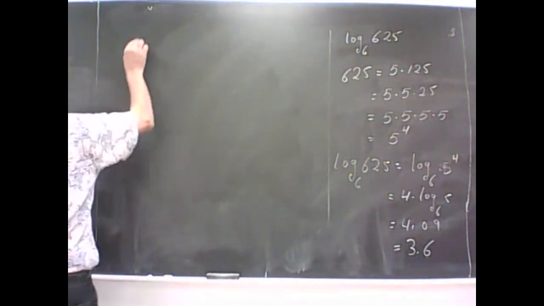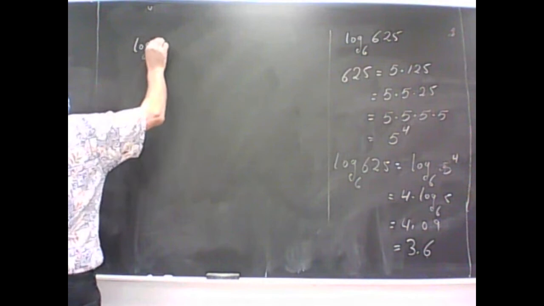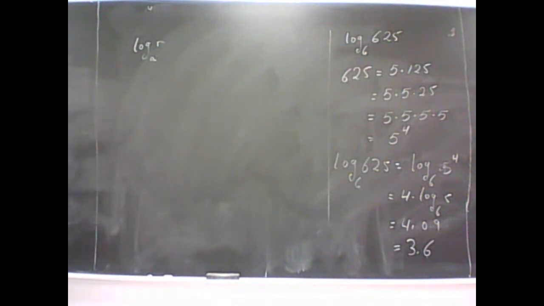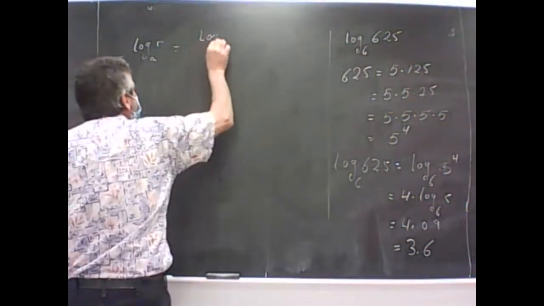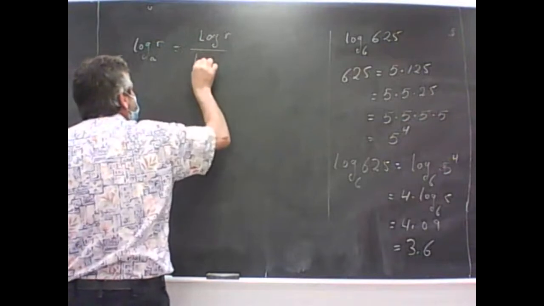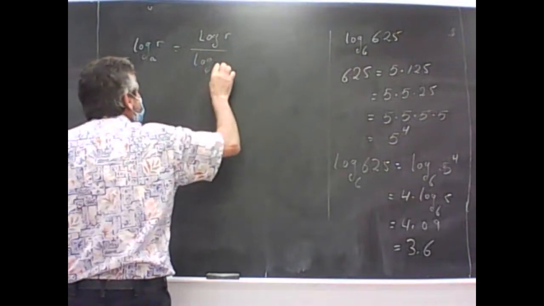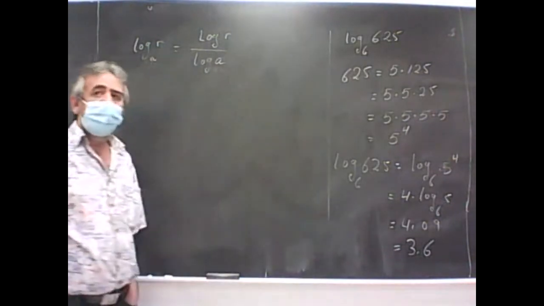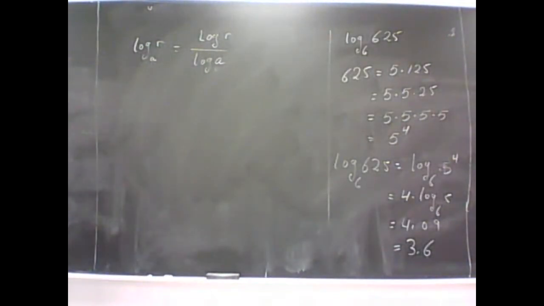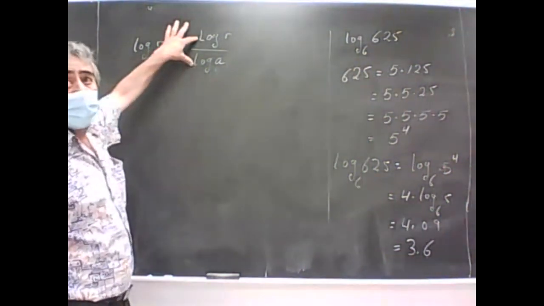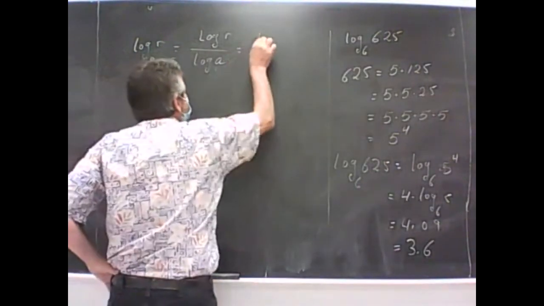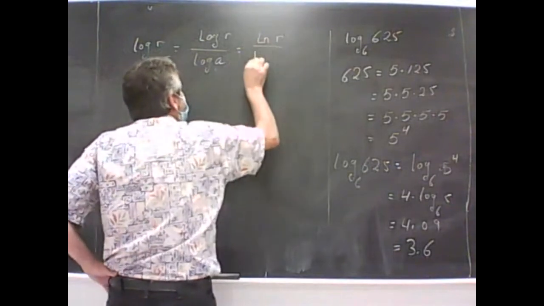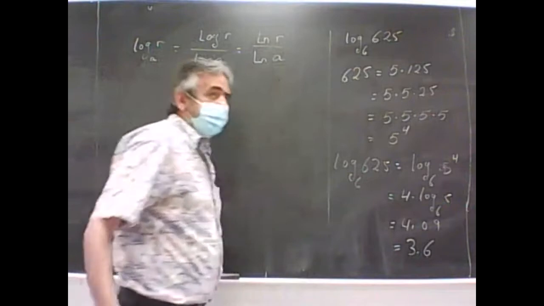What if I want log base A of R? This is the change of base property rule. It is equal to log of R divided by log of A. Now, what is the difference? The difference is this is your common log, base 10. Or we can say it equals ln of R divided by ln of A.